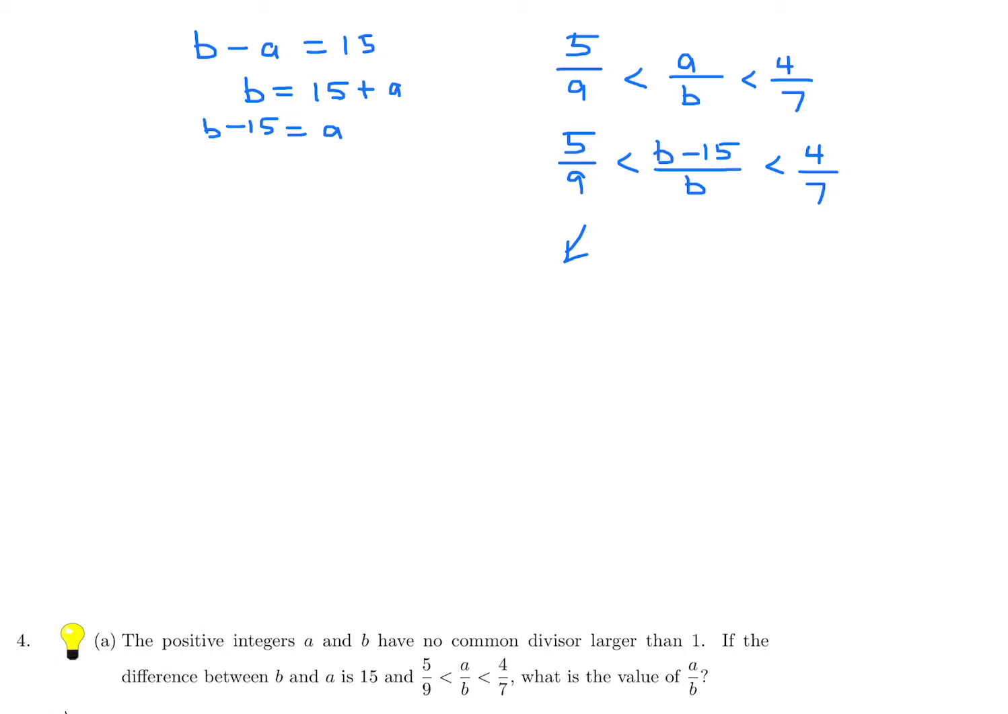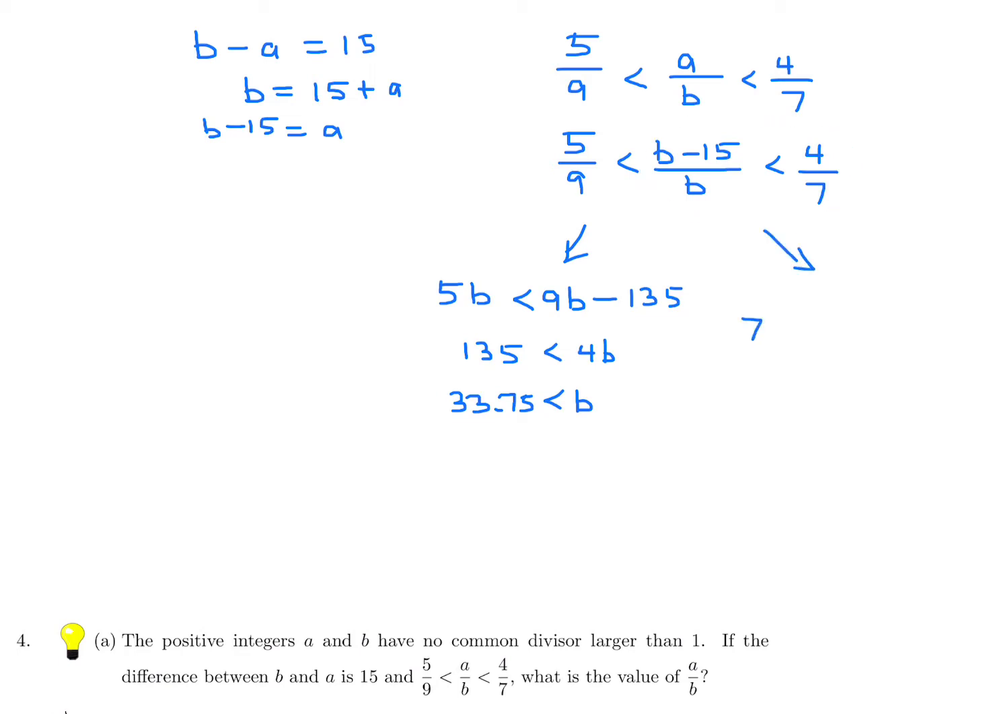If I use those and I cross multiply, I get 5b is less than 9b minus 135. So that means 135 is less than 4b. So b is greater than 135 divided by 4, I think it's 33.75.